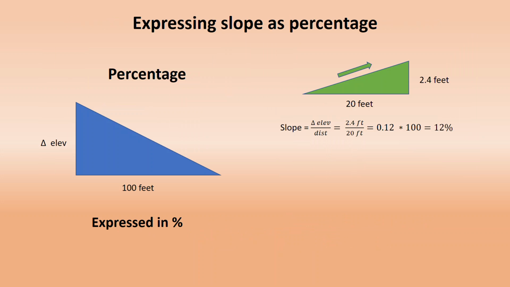So if we look at slope as a percentage, it's calculated just the same as m in math class. If you had a 20-foot horizontal distance change and a 2.4-foot vertical change proceeding left to right, you have 2.4 divided by 20 equals 0.12 times 100, obviously, to get it into a percentage, or 12% slope. That's how we would express that.